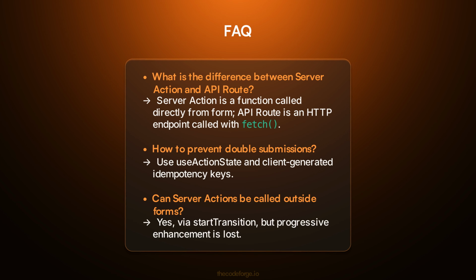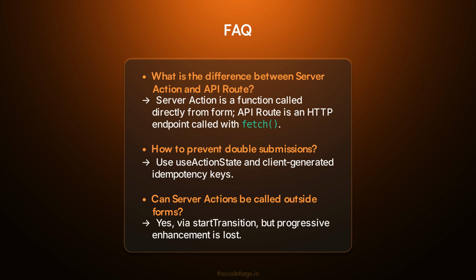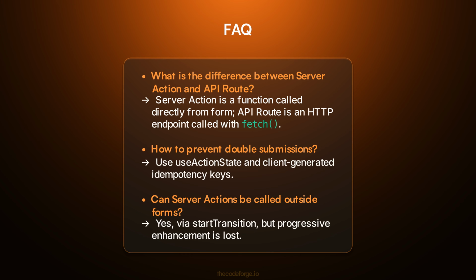And a few frequently asked questions. What is the difference between server action and API route? Server action is a function called directly from form. API route is an HTTP endpoint called with fetch. How to prevent double submissions? Use useActionState and client-generated idempotency keys. Can server actions be called outside forms? Yes, via start transition, but progressive enhancement is lost.